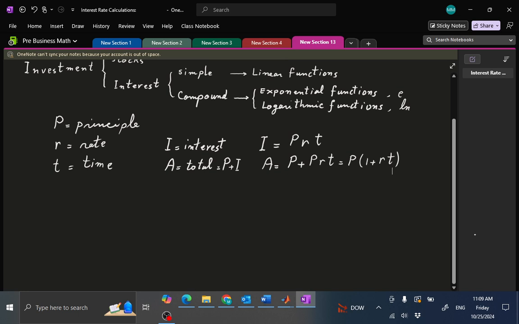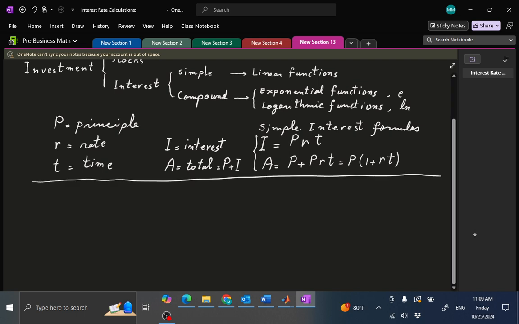Okay, these are the formulas for simple interest. So interest is PRT and the accrued amount is P times the quantity 1 plus RT. Now we are going to go to a more advanced topic, which is compound interest.